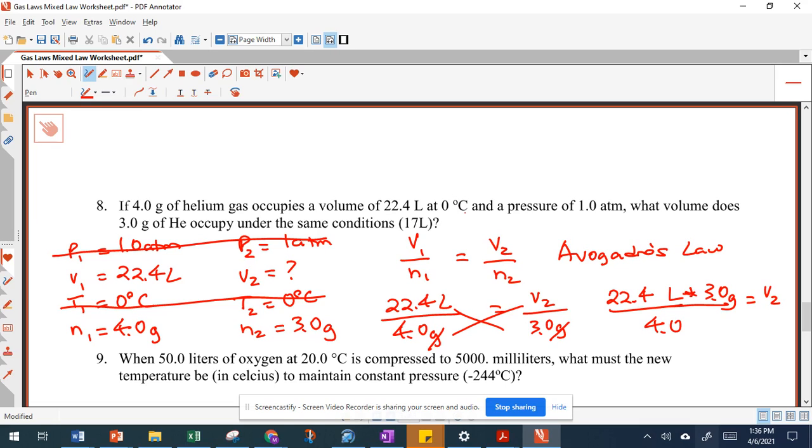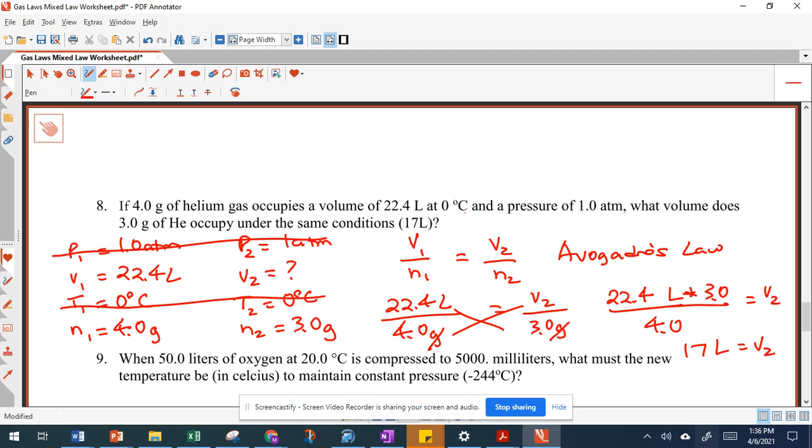So let's plug that into our calculator. So we have 22.4 times 3 divided by 4 gives us 17 liters. Let me erase this grams. And that is our final answer. And if we look, that is what we expect from the answer it gave us. And also when we think about it, we see here that the number of grams or the number of moles is decreasing, so we'd also expect the volume to decrease.